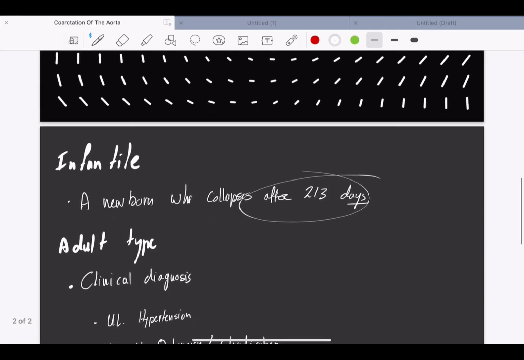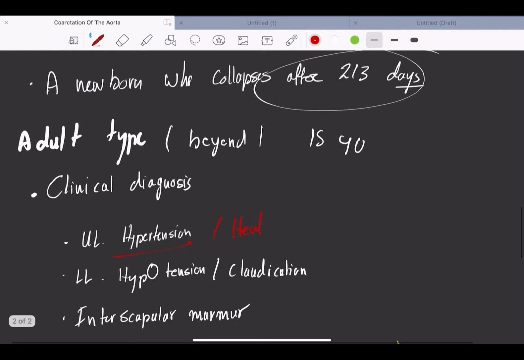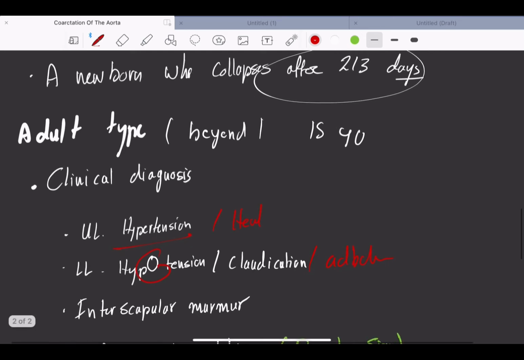Now, the adult type of coarctation is usually a diagnosis of clinical signs. And really, when we say adult type, it's beyond infancy. It's not really adult. It can present in, let's say, a 15-year-old. However, the clinical picture is upper limb plus, let's say, head or cerebral hypertension, lower limb and abdomen hypotension or claudication. And sometimes it can present with an interscapular murmur.